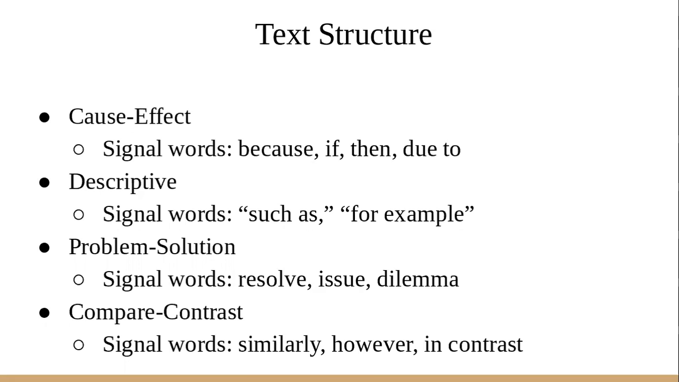Problem and solution is a type of argument that identifies a problem and proposes a solution. Some of the signal words for this are resolve, issue. Compare and contrast is an analysis of the differences and similarities of two subjects. Some of the signal words for this are similarly, however, in contrast.